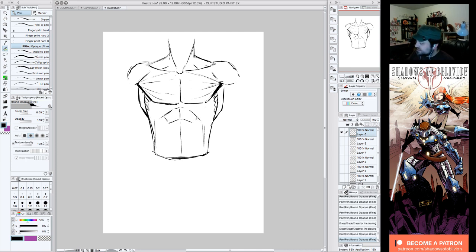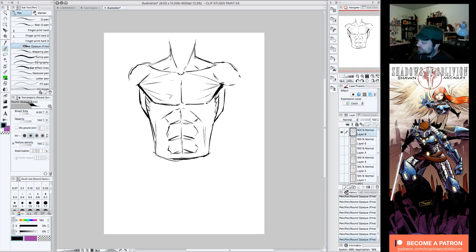So I like to have the sides of the muscles pointed in and have the tops and bottoms of the muscles pointing up. And I also like to make these divisions like little triangles. I just think they look cool that way. It gives the abs a little bit more depth.